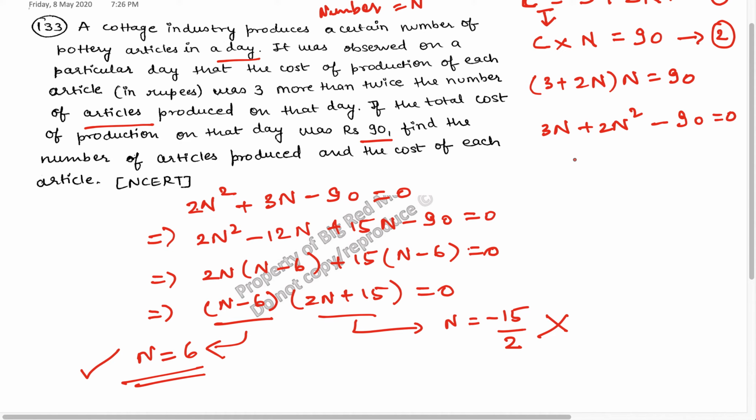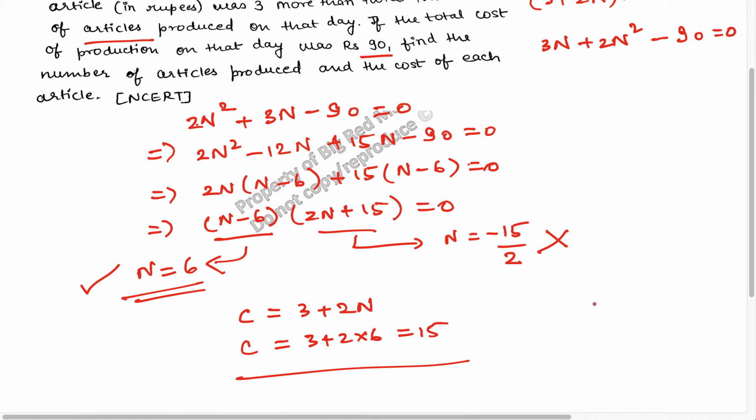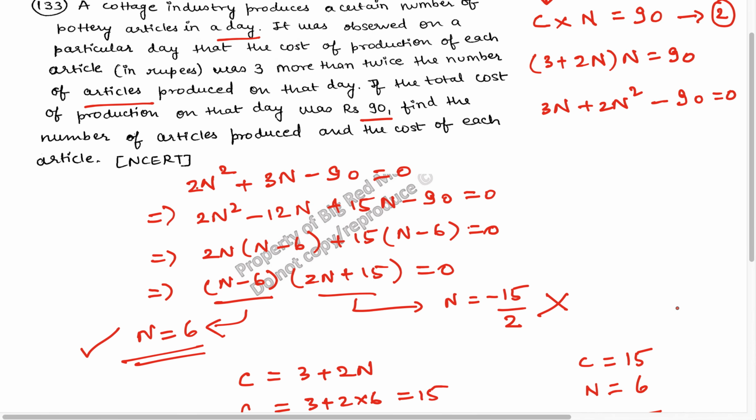And if N is equal to 6, I know that the value of C is given to us as 3 more than twice the number. So C becomes equal to 3 plus 2 into 6, which is equal to 15. Okay, so the final answer is that the cost of producing each article on that day was 15 and the number of articles produced on that day was 6. And this is the solution, my friends.